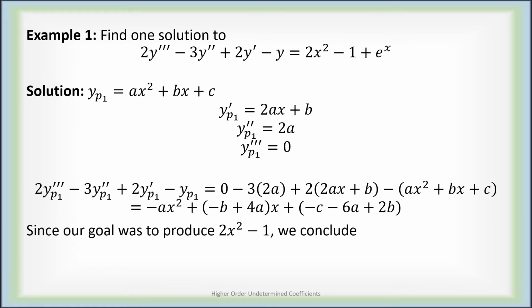Our goal, however, was to produce the polynomial 2x squared minus 1. So we conclude that a must equal negative 2. That will give me a 2x squared here. And then between negative b plus 4a equals 0 and negative c minus 6a plus 2b equals negative 1, with the known value of a being minus 2, you can eventually solve that b is negative 8 and c is negative 5. Therefore, yp1 is ax squared plus bx plus c, or negative 2x squared minus 8x minus 5.